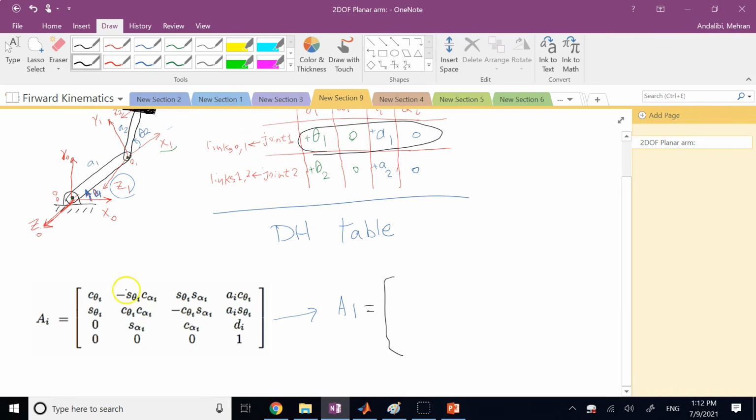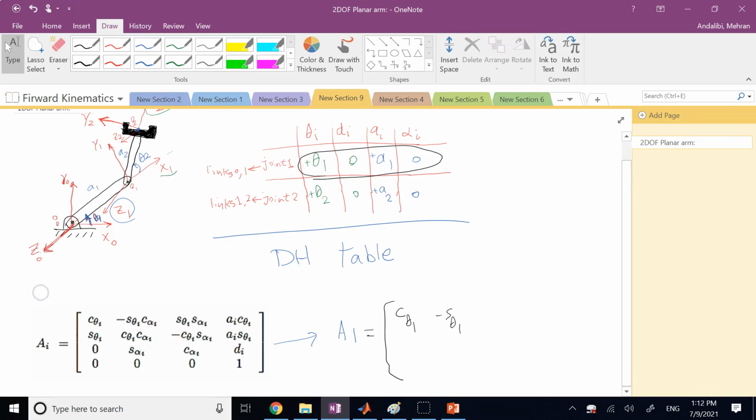We're going to plug in C of theta, so it is going to be C of theta 1, or you can call it C1 if you want. Then what? We have what? Negative of S of theta 1, C of alpha. How much is alpha? Alpha is 0. Cosine of 0 is 1. So that's 1. The sine of alpha is 0. This is 0. This is 1. This is 0. Okay, and also d is 0. So this guy is 0.